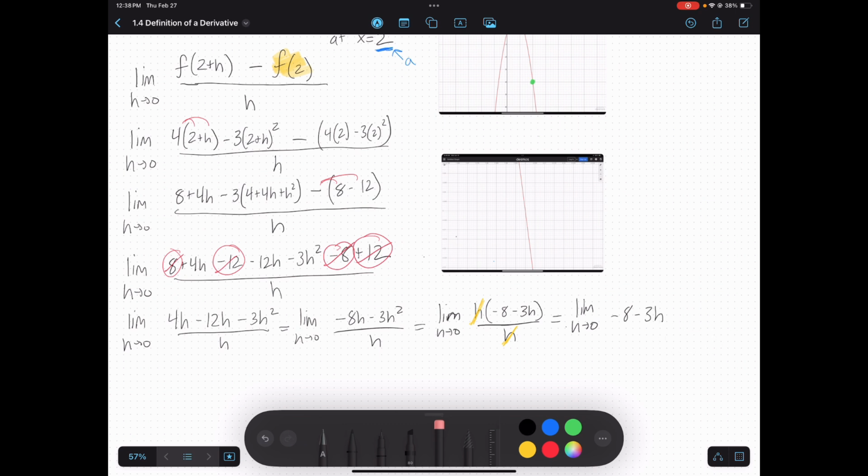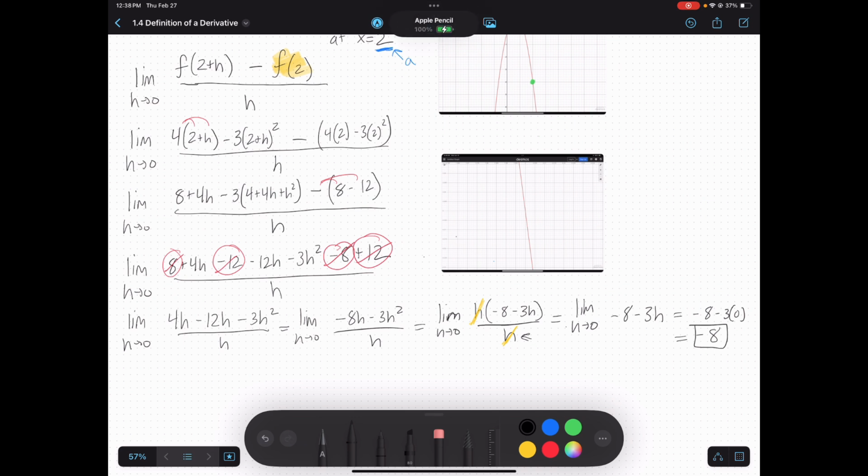So I've done a good amount of work of expanding that numerator, consolidating it, combining like terms, canceling out things that add to 0, factoring out an h, canceling out the h, and by canceling out this h, I've now eliminated what was causing the discontinuity, and I can now plug in 0 for h. And so I'm now left with negative 8 minus 3 times 0, which is just negative 8.